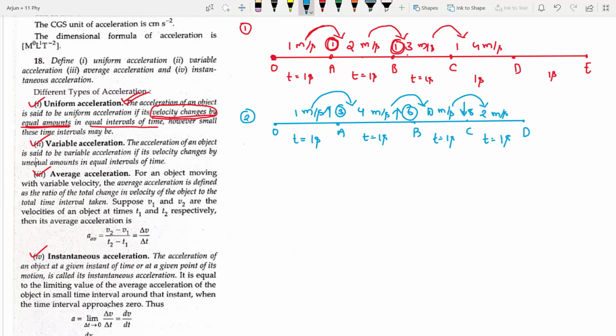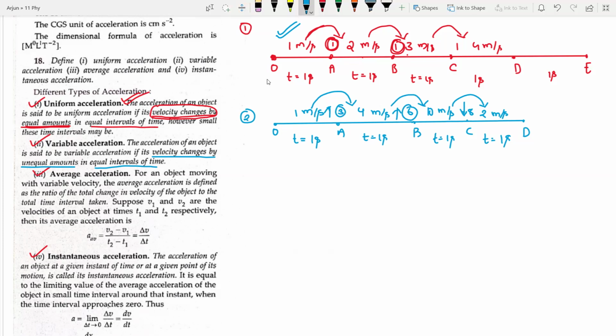The acceleration of an object is said to be variable acceleration if its velocity changes by unequal amounts in equal intervals of time. Time can never be unequal. Every time, time will be equal, but the numerator can be changed. So if a body is traveling and its velocity is increasing with equal amounts, it is called uniform acceleration. If it is changing with variable amounts, it is known as variable or non-uniform acceleration.